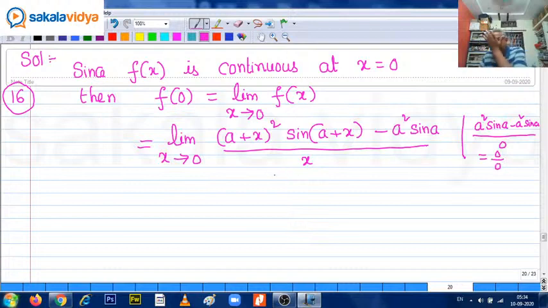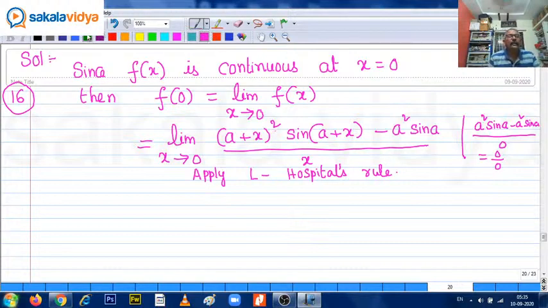So that's why you can apply L'Hospital's rule. The weightage of this chapter, including limits, is 3 or 4 marks. So apply L'Hospital's rule. That means differentiate numerator and denominator separately, then substitute the limit.